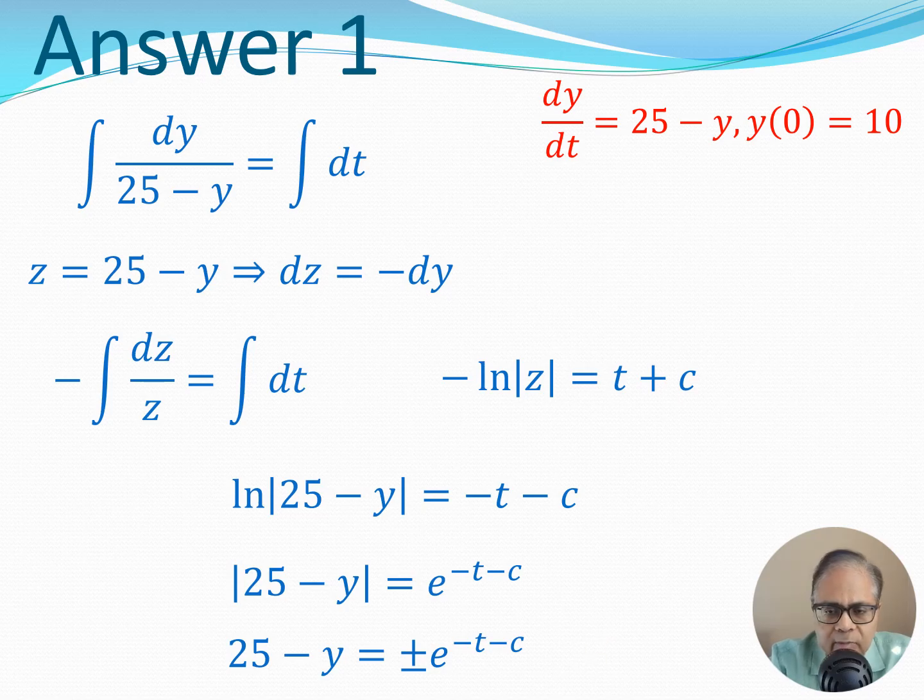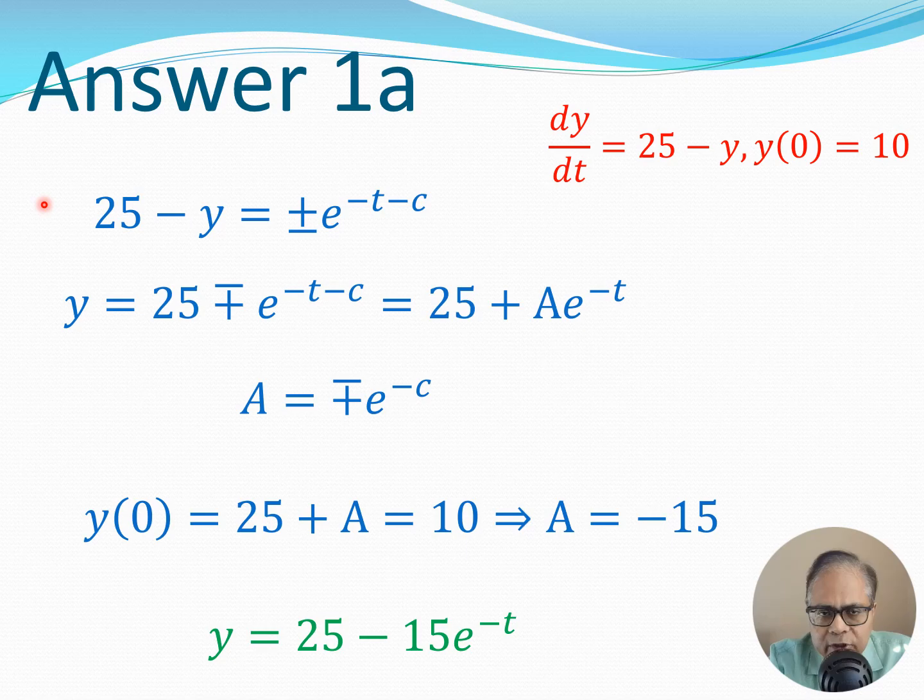Now remember this, I'm going to take it to the next slide. So I take this equation to the next slide, and then I can write out the expression for y. So I can write out y is 25 minus plus e to the power minus t minus c. Now here I can write this as 25 plus a e to the power minus t if I define a as minus plus e to the power minus c. So this is a very interesting step which you can do here.